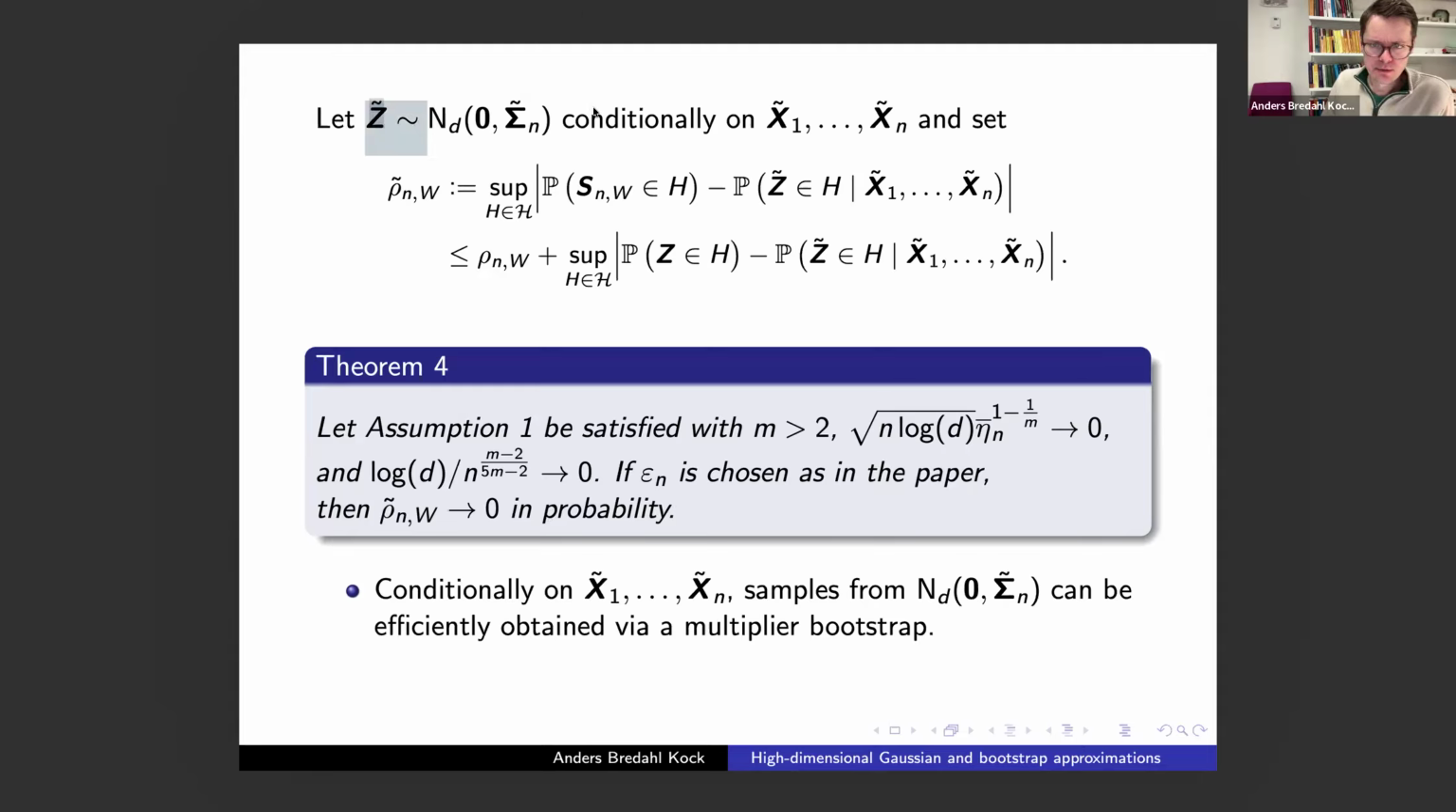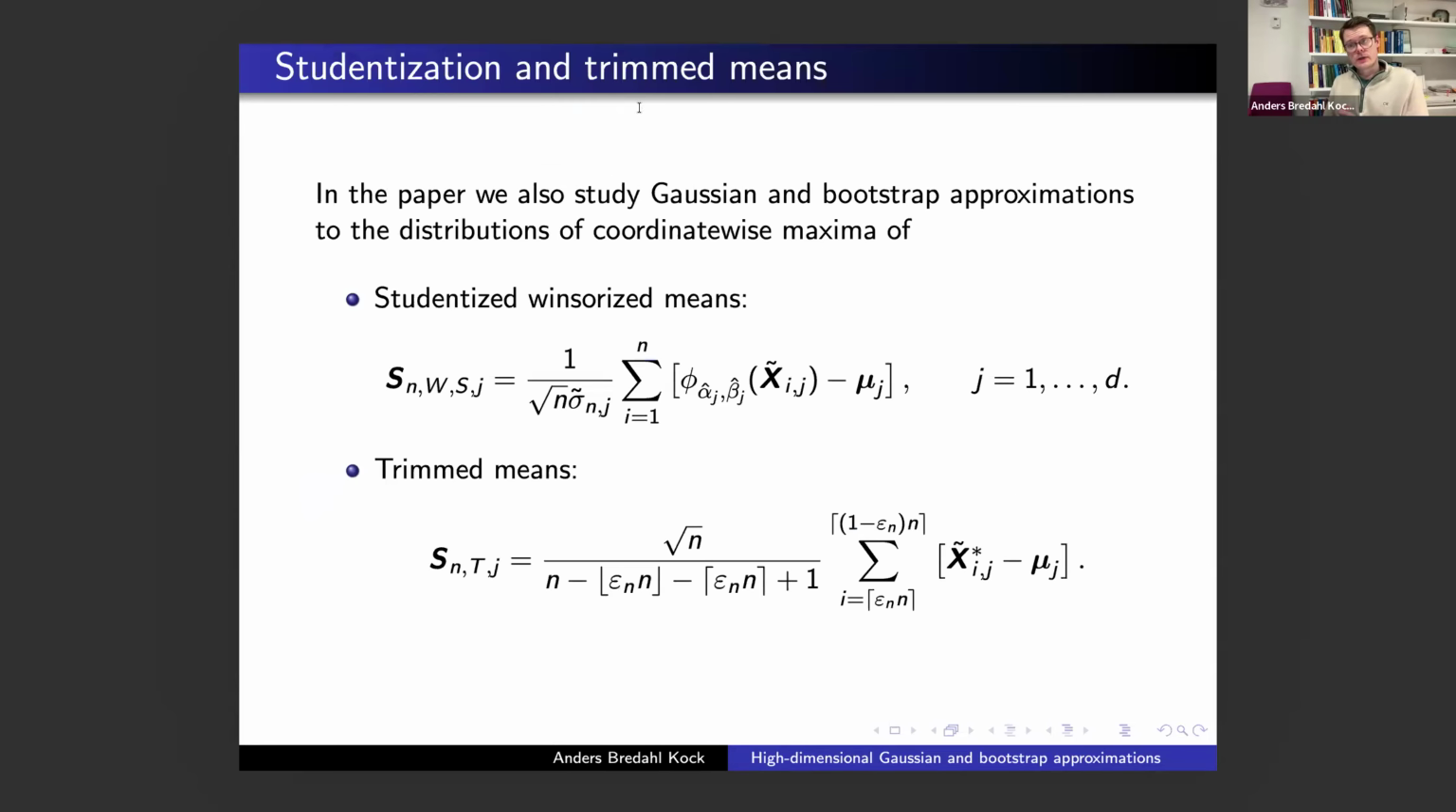I can sample from this distribution here. Now, in the paper, we also studied Gaussian and bootstrap approximations to studentized Winsorized means. That is, so far, I haven't divided through by an estimator of the variances of the uncontaminated data. But in practice, if I want to use things for testing, I may first put my data on the same scale. So that may be useful. One could also, instead of Winsorized means, study trimmed means. That is, instead of Winsorizing small and large observations, I could throw away the smallest and largest observations.